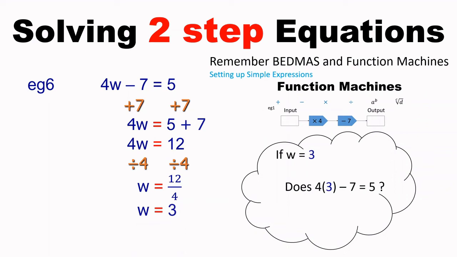4 3's, that means 4 times 3. That's 12. Is 12 minus 7 5? Yes, it is. So we've got the correct answer. W must be equal to 3.